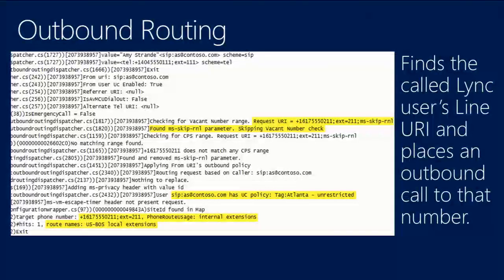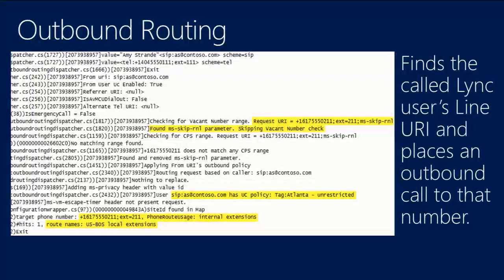Continuing on that, with the PSTN reroute, here's a log from outbound routing itself. And we have a couple pieces highlighted here. One, when we go to make that call, you can see where we step into this function where we're checking vacant number range. This is a common piece that we always do on any outbound routing process. But the big piece to know here is that MS skip RNL, right?